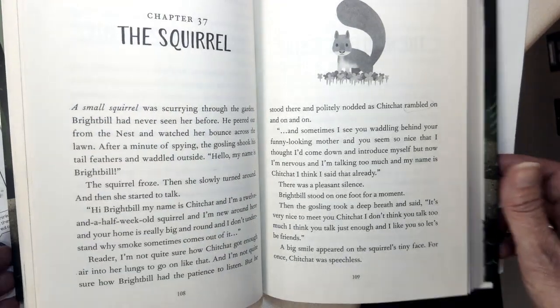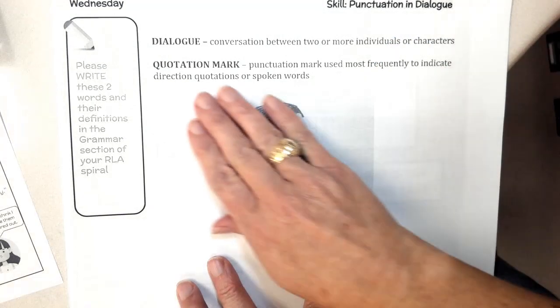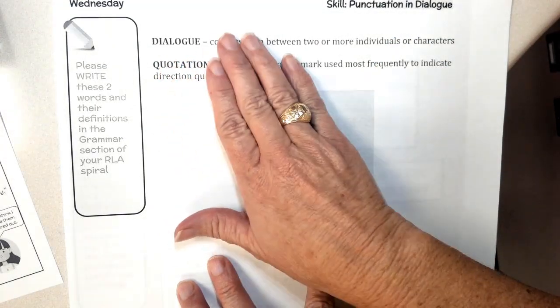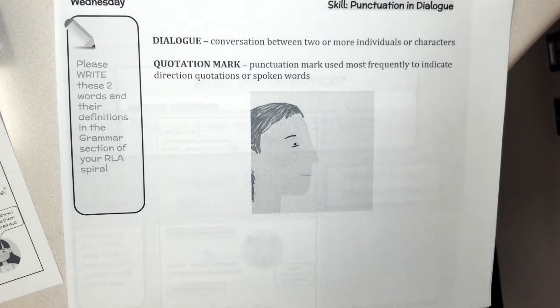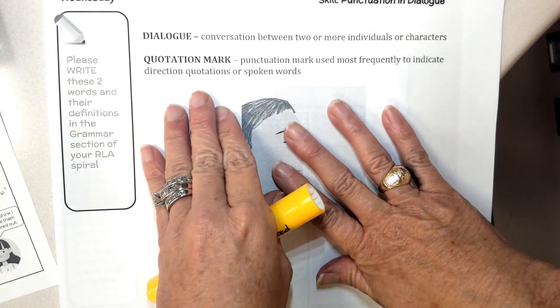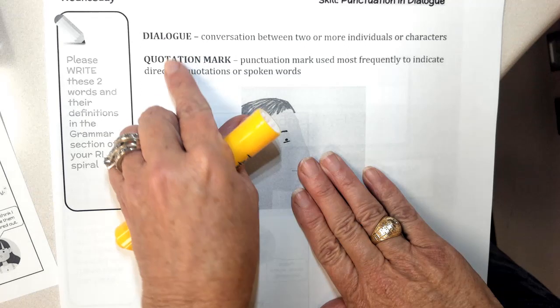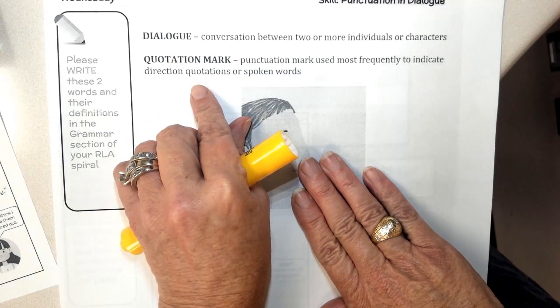All right. So that was from Mrs. McGee. And today in grammar, you're going to be talking about dialogue and quotation marks. So dialogue is a conversation between two or more individuals or characters. And that's an example of what you might see when you're reading a book. A quotation mark is a punctuation mark used most frequently to indicate direction, quotations, or spoken words. So what you're going to be doing in just a little bit, when I finish this little video, you're going to go back to the slides that I have already put in the Schoology folders, marked grammar.